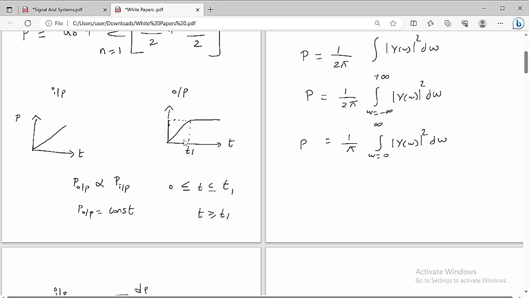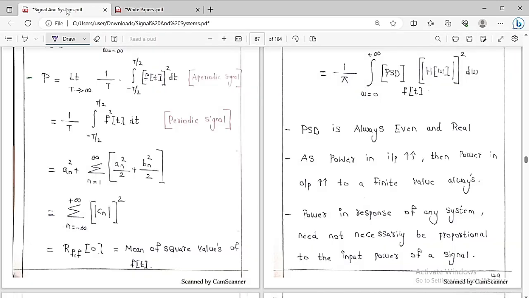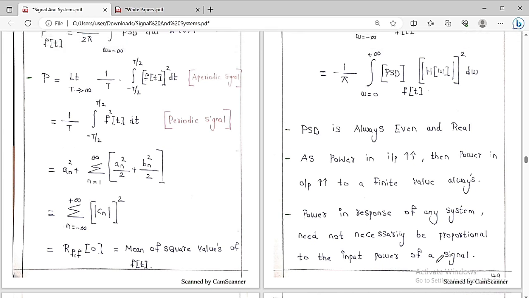Finally, I can say that the output power in the response of any system need not necessarily be proportional to the input power of a signal. It can be dependent or it can be independent. After a certain time, the output power can be proportional to input power, and after a certain time, the output power may not depend on the input power. So this is the meaning of this.